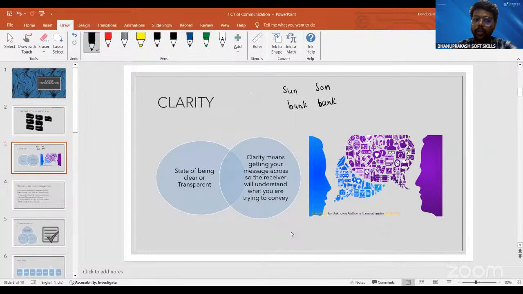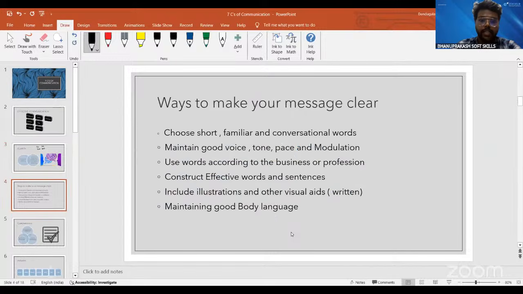As I'm going to teach you those tenses in a very simple manner, as I'm not going to complicate anything like our teachers did in our schooling time. Right. So hope you now understand the clarity. Ways to make your message clear.